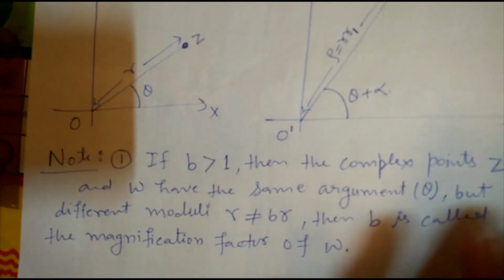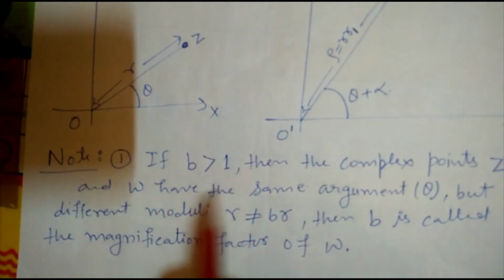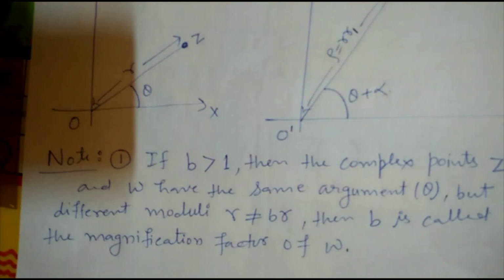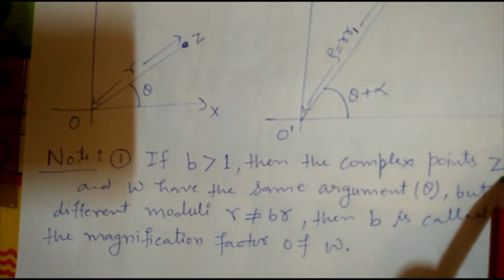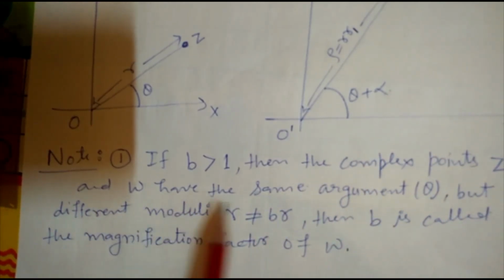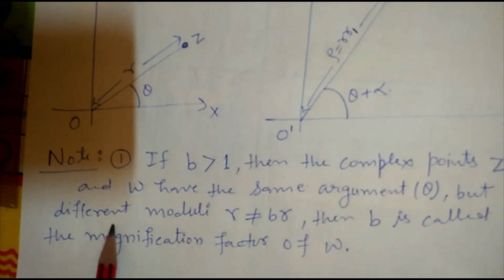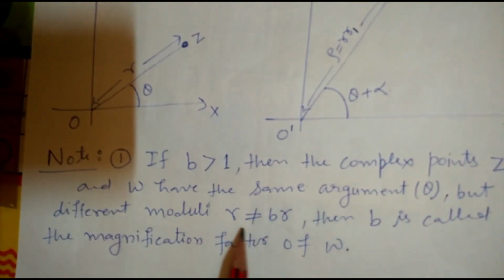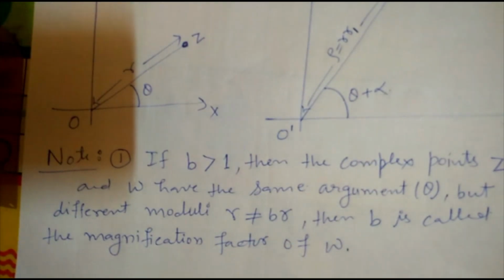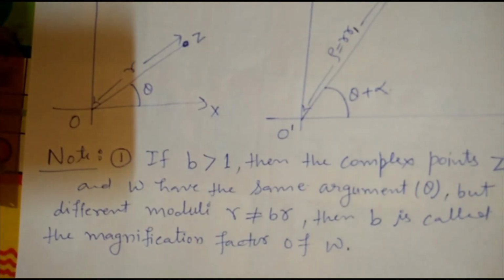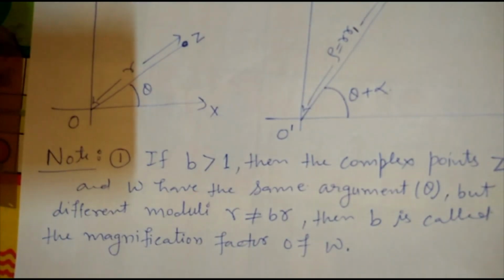Now, first point: if b is greater than 1, where b means the coefficient of Z in the given mapping, then the complex points z and w have the same argument theta but different moduli, r not equal to br. In that case b is called the magnification factor of the complex valued function w.